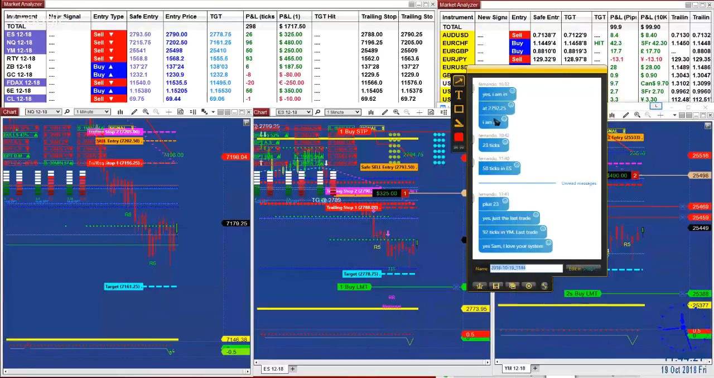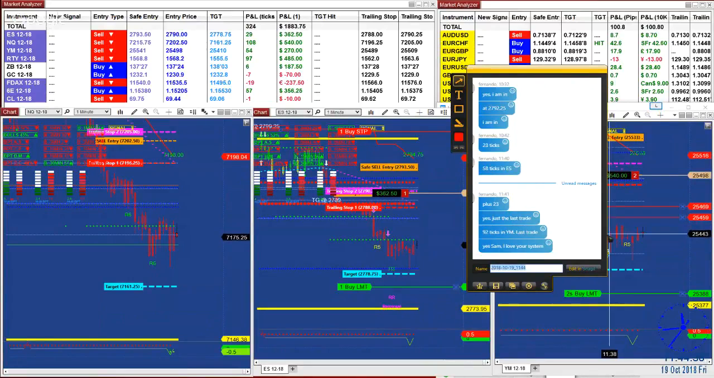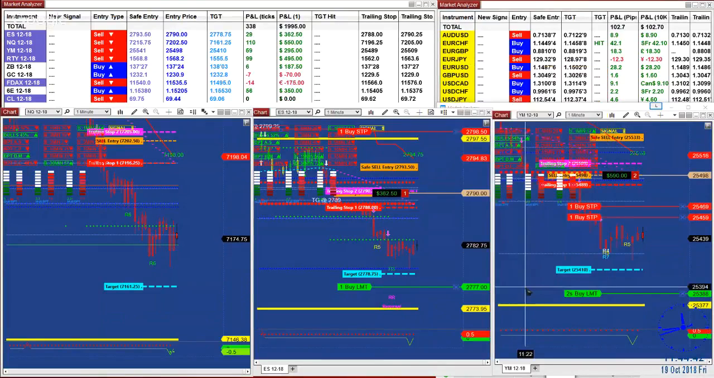He got the first trade 23 ticks, I think 58 ticks, plus 23, and 92 ticks on the YM. What are you doing behind the computer? Go have fiesta, Fernando.